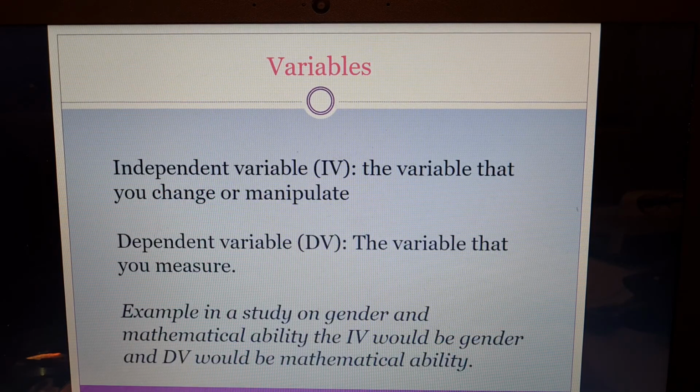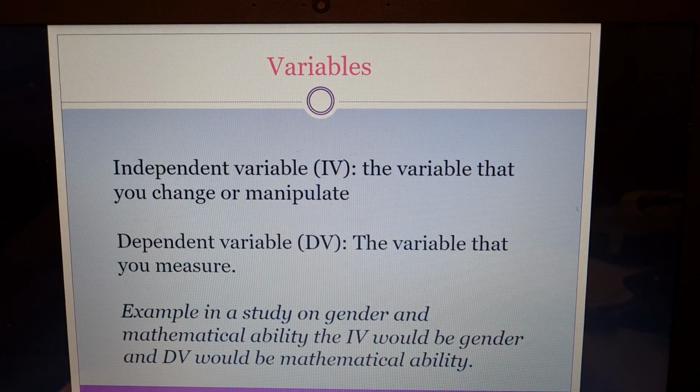Next, we're going to have a look at different types of variables in an experiment. So the two main experimental variables are an independent variable, or an IV, and a dependent variable, or a DV. An independent variable is the one that you normally manipulate or change in an experiment, and the dependent variable is normally the one that you measure.